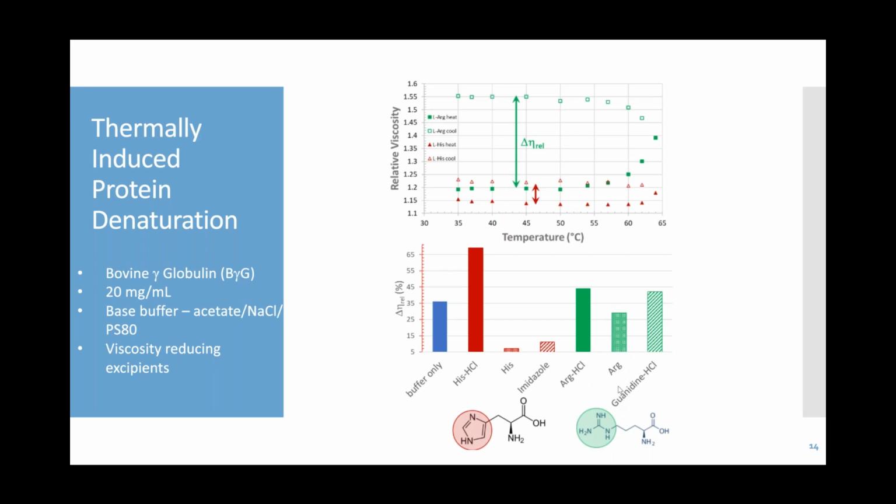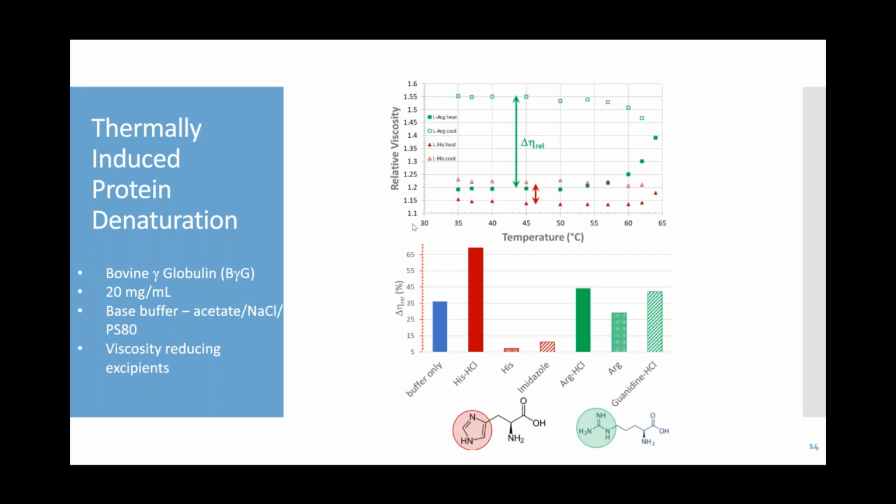Now, we'll point out that when you introduce any of these 6 excipients into a concentrated gamma globulin formulation with this base buffer, the viscosity drops for all of them. Now it drops to different extents, but these are known to be viscosity reducing excipients for protein solutions. So the question is what sort of benefit, if any, might they provide in terms of enhancing stability during the denaturation of the proteins? And so we do the same experiment.